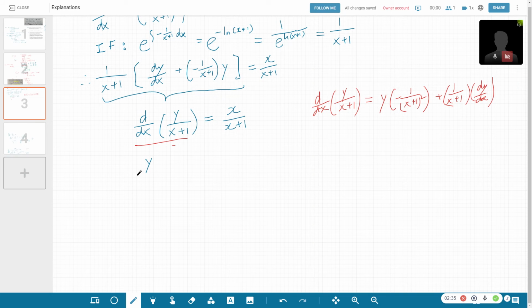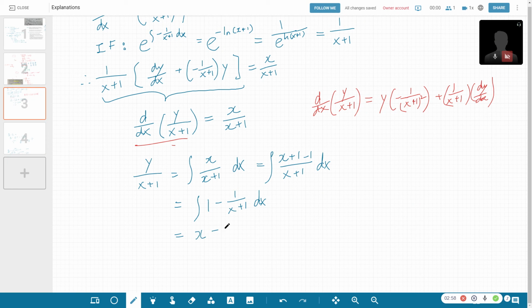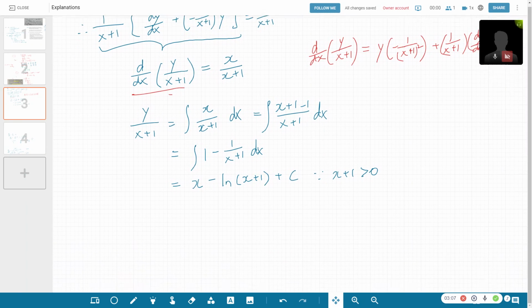Okay, so now it's pretty simple. We just need to integrate x over x plus 1. Integrating x over x plus 1 is pretty simple. It is just integrating x plus 1 minus 1 over x plus 1. So for this, we can just switch to the integral of 1 minus 1 over x plus 1 dx. After integrating, we get x minus ln of x plus 1, plus c. Again, x plus 1 is positive because x is greater than 0, so we have no modulus.